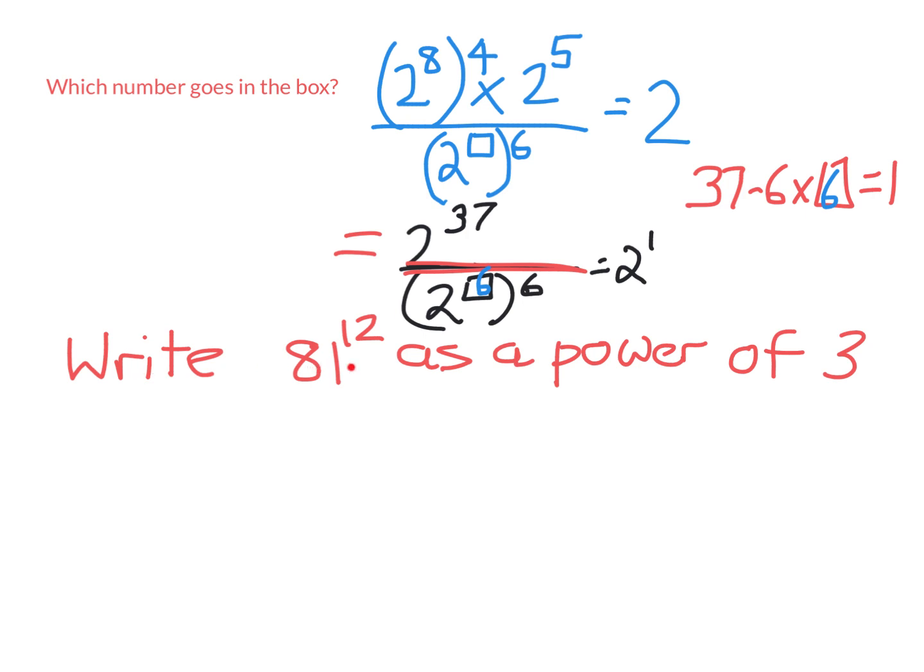Let's look at this question. Write 81 to the power of 12 as a power of 3. That means I want to write 81 to the power of 12 equals 3 to the power of something. What goes in the box?